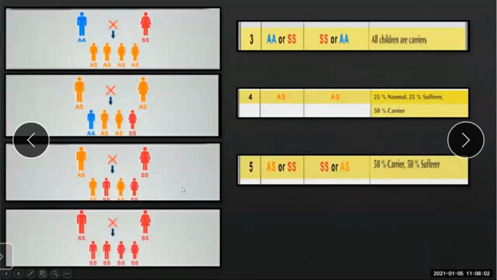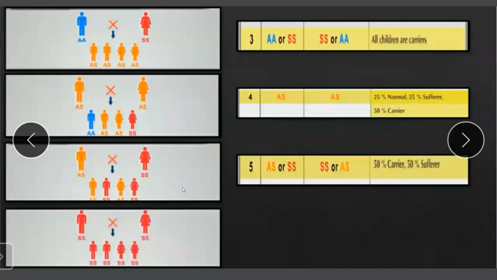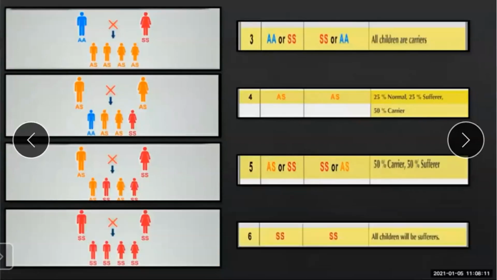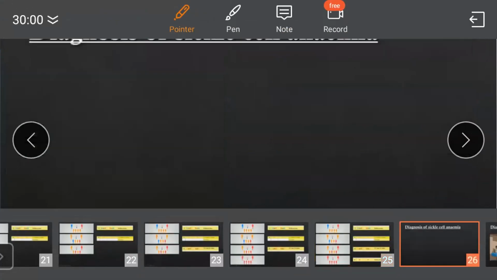When both parents are sufferers, sufferers means what? SS, yes or no? So what can we see in the offspring? What result can we see? That all children will also be sufferers. When the parents are normal, the offspring will also be normal. But when both parents are sufferers, all children are sufferers. Yes, understand up till here?